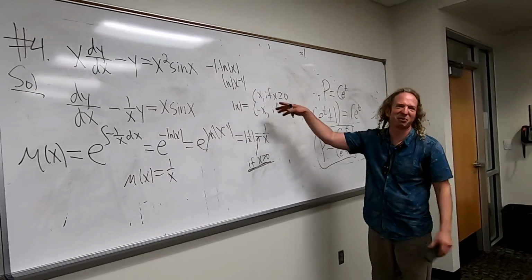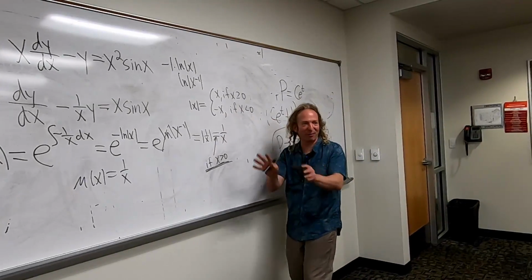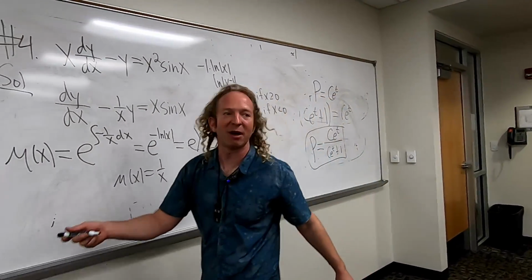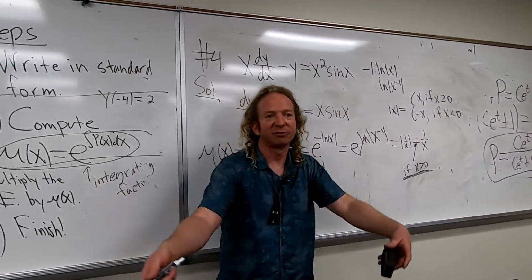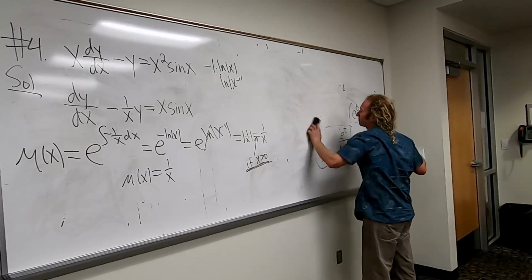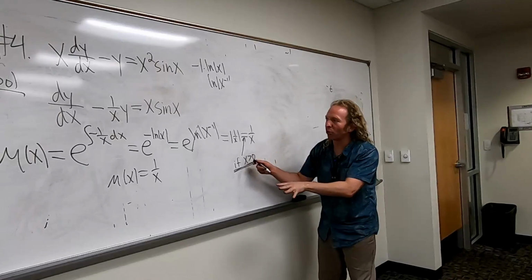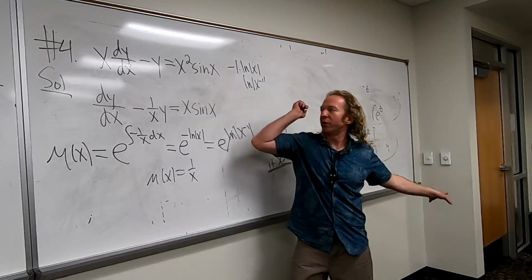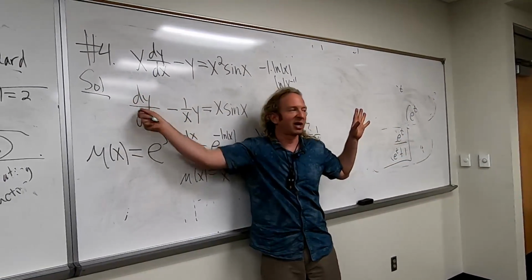I spent a lot of time on that step. Step 3 is to multiply by mu of x. So let's do that now. We haven't done it yet. Let's do it. So we're multiplying the whole DE by 1 over x, okay? So it's 1 over x dy dx, right?